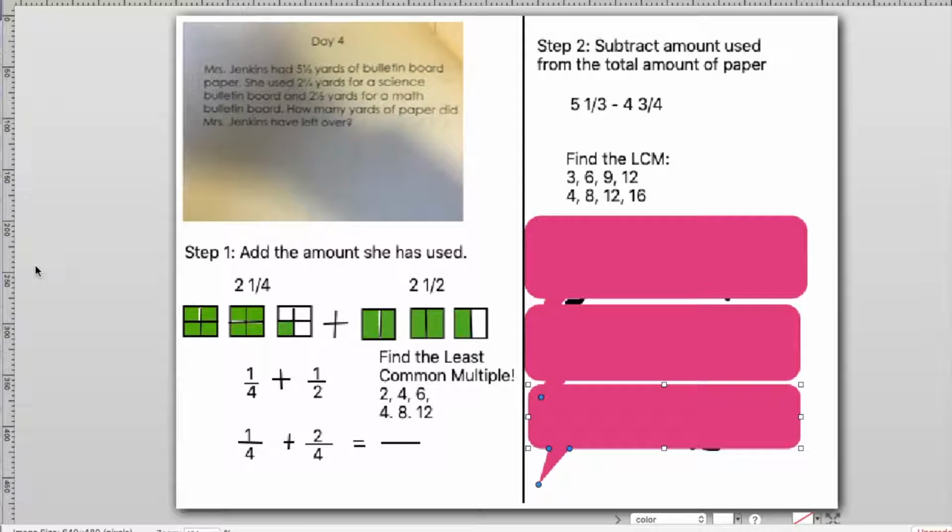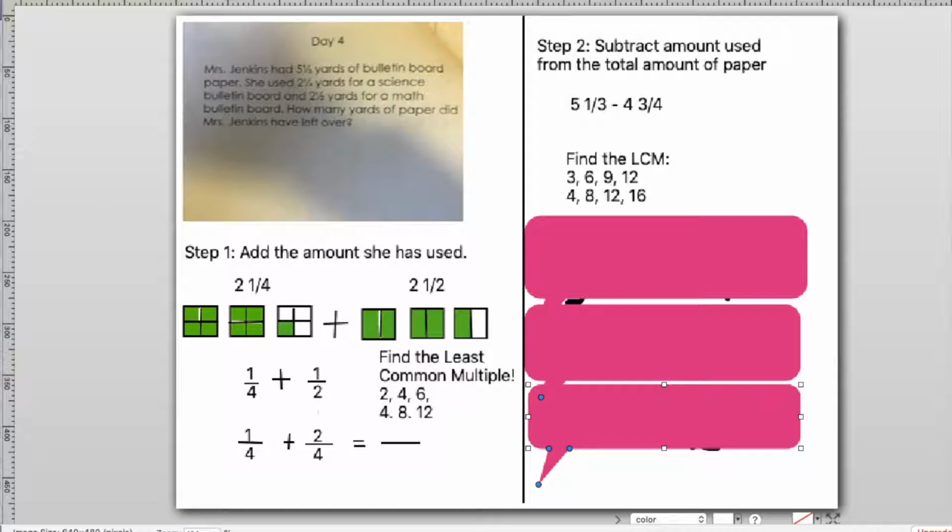So this is adding and subtracting fractions. We've got a few steps we need to follow here. Our first step is to add the amount of paper she's already used. So she used 2 1/4 for her science board and 2 1/2 for her math board. I drew a little model here. We've got 2 wholes and 1/4 plus 2 wholes and 1/2. If we write these out, we can just temporarily take out our whole numbers and we're adding up the fractions.